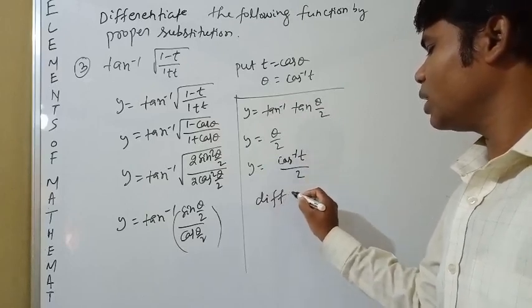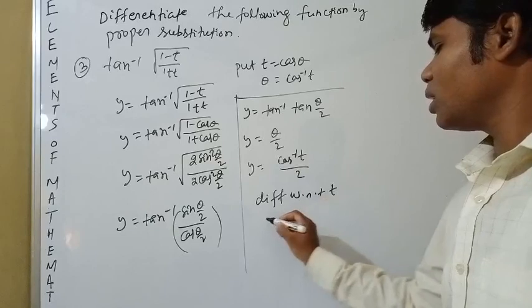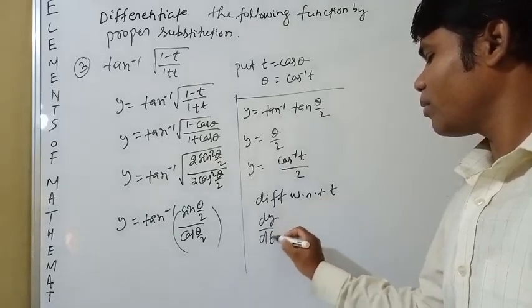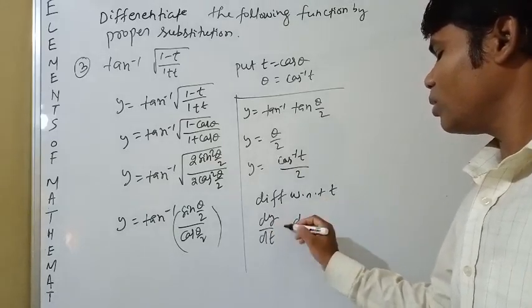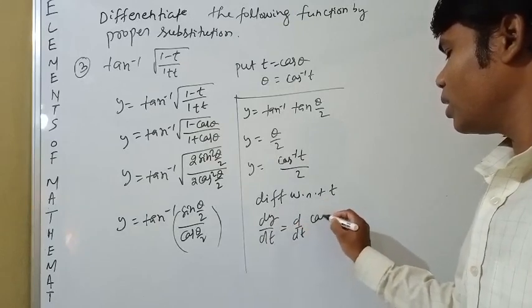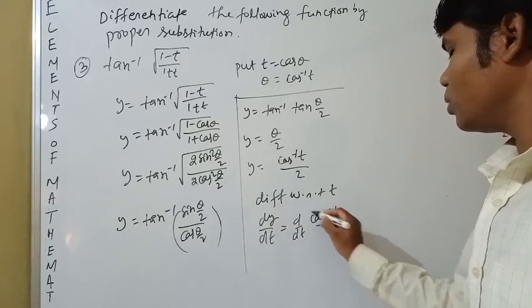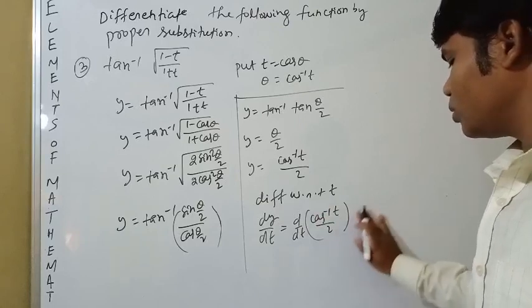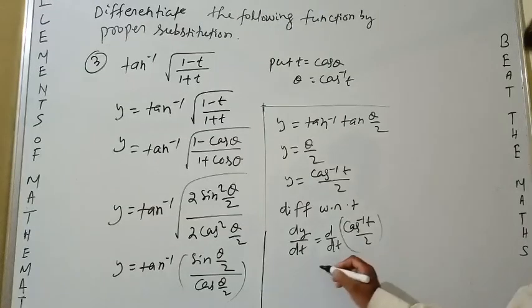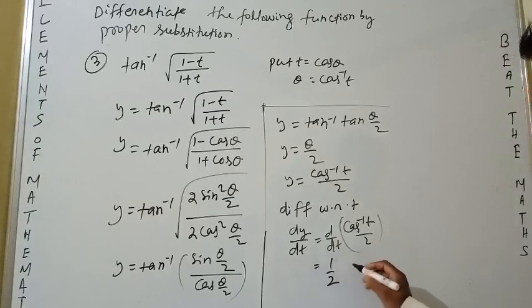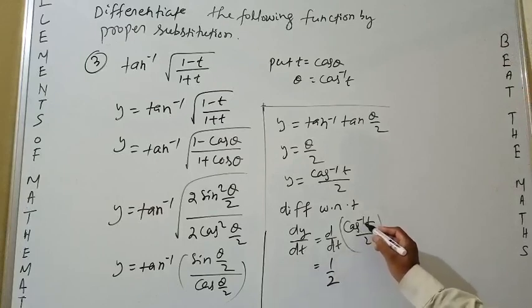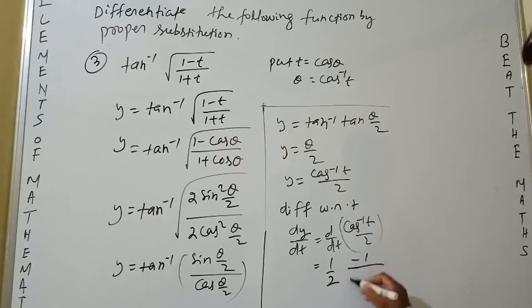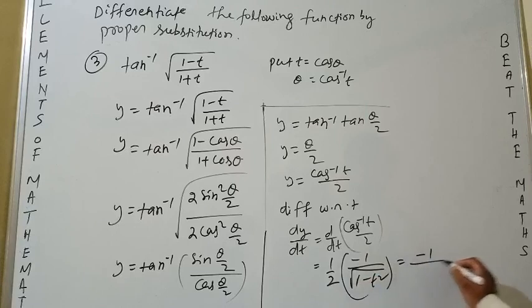Differentiate with respect to t. dy by dt is equal to d by dt of cos inverse t by 2. Half is constant here, half into the derivative of cos inverse t, that is minus 1 by root over 1 minus t square, is equal to minus 1 by 2 root 1 minus t square. Pause the video, note it down.